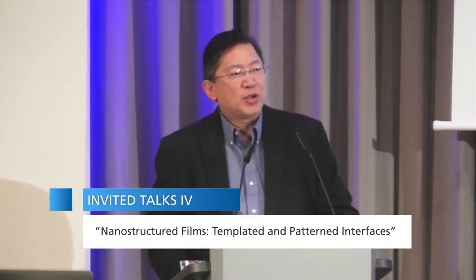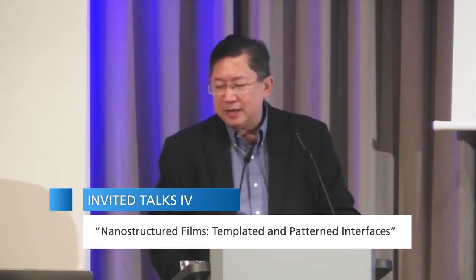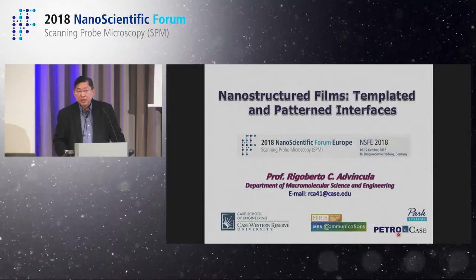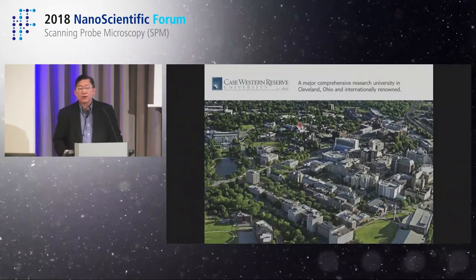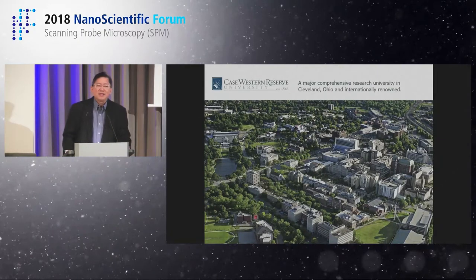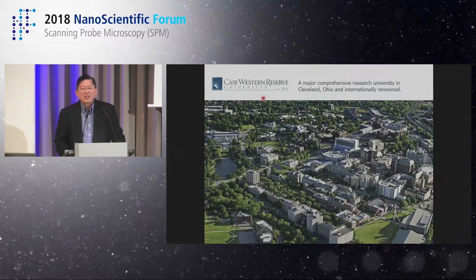So I'm with Case Western Reserve University in Cleveland, Ohio, and today I'm going to talk about nanostructuring films by templating and patterned surfaces. So to begin with, Case Western Reserve University, we are located in Ohio. On a nice summer day, it looks like this, but I would not invite you to visit in winter. It's as white as snow.